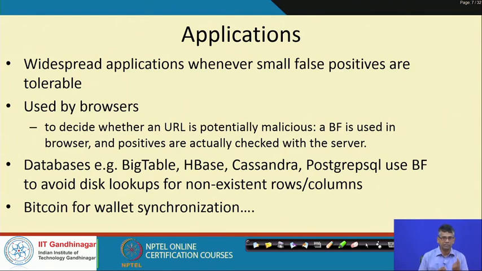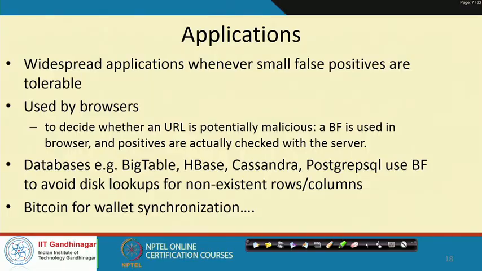But if the Bloom filter says yes, at that point Cassandra does some more computations in order to decide whether to actually do a disk lookup for that particular column in this machine. It is also used in Bitcoin for wallet synchronization, but we will not go into the details of that.